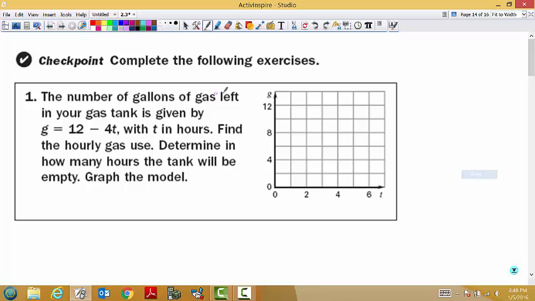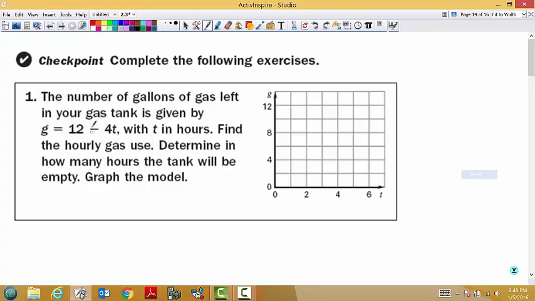Okay, the number of gallons of gas left in your gas tank is given by 12 minus 4t, with t in hours. Find the hourly gas use. Determine how many hours until the tank will be empty. Graph the model. Okay, so your gas tank holds 12 gallons.